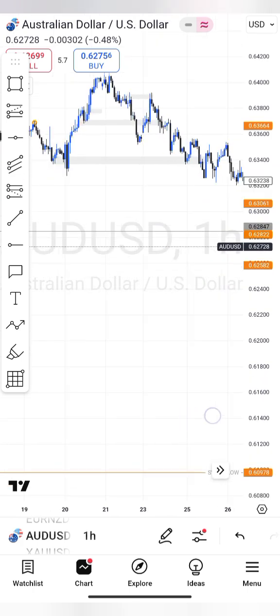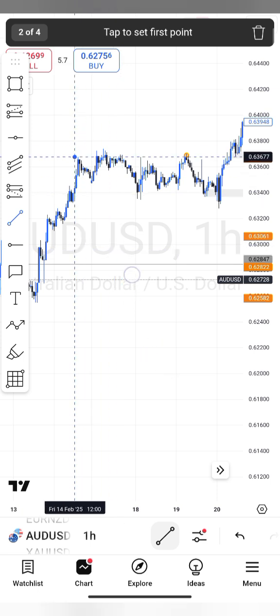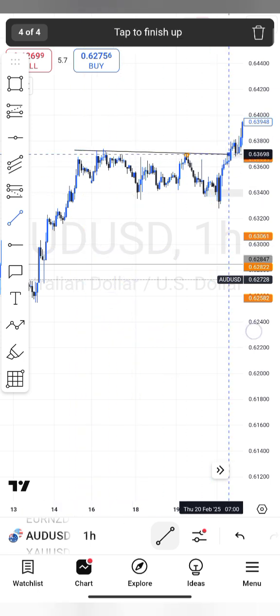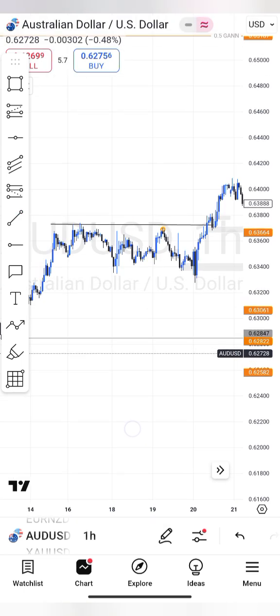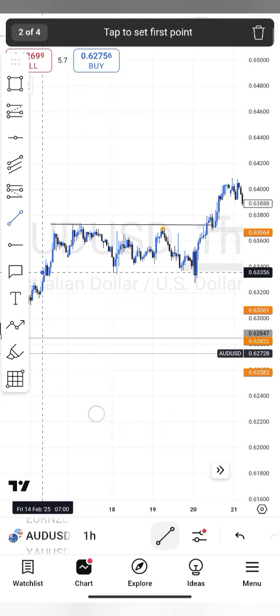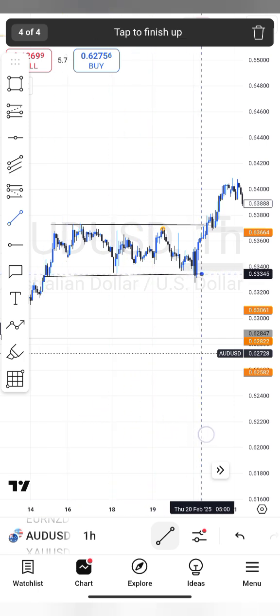Okay, I've spotted something very interesting here. We spoke about sideways markets. This is a very perfect example of a sideways market I spoke about. Okay, this is a perfect example of a sideways market.